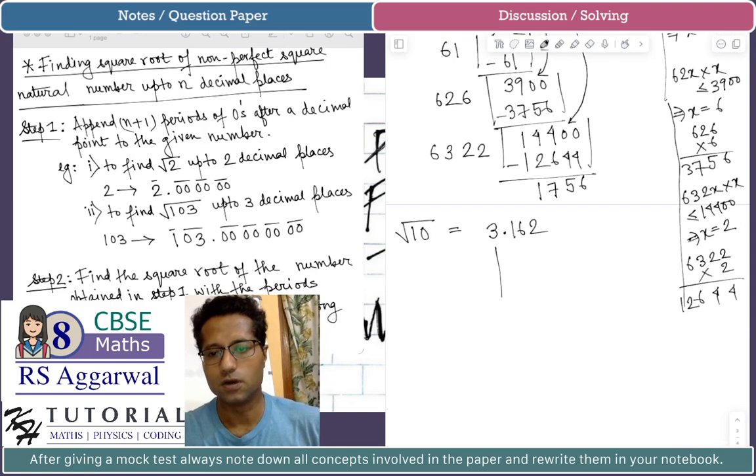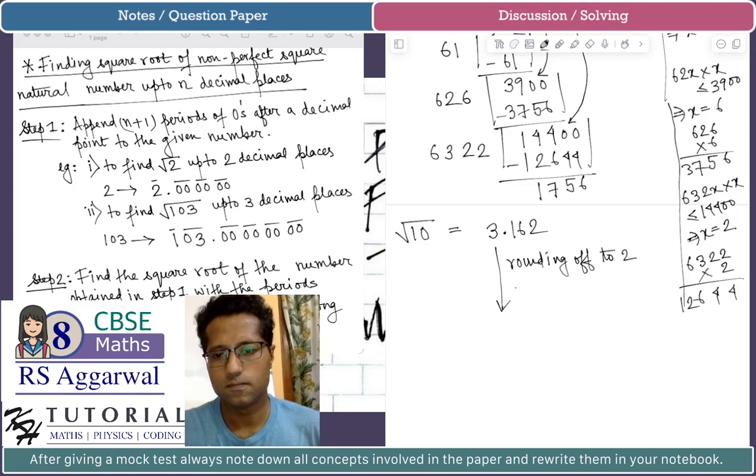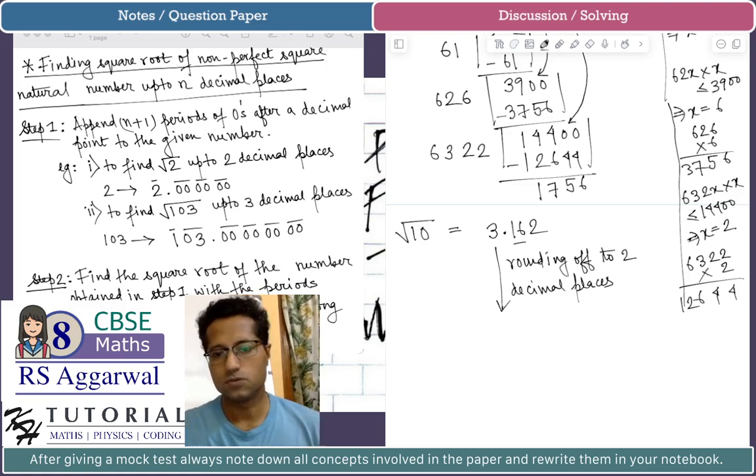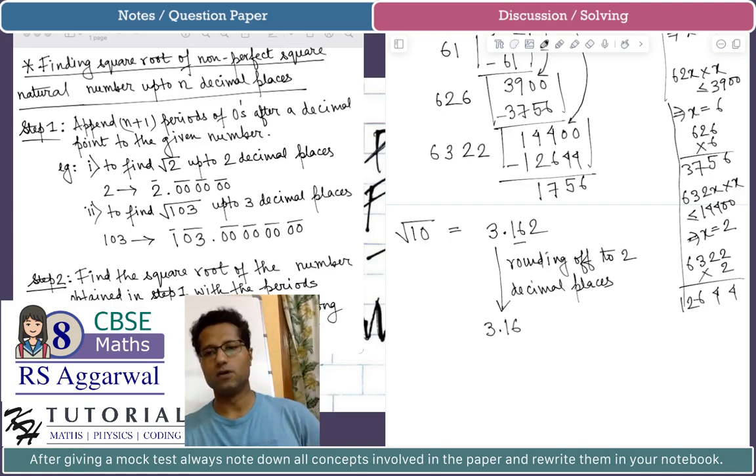So if you round this off to 2 decimal places, that is we will consider the first 2 digits after the decimal point. So the answer is 3.16. Square root of 10 up to 2 decimal places is 3.16.